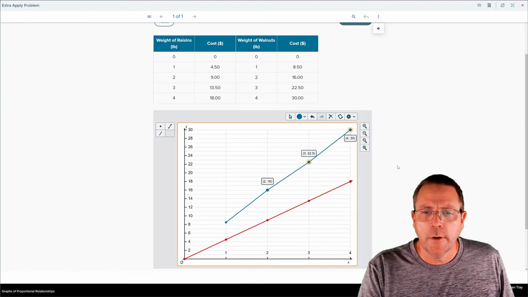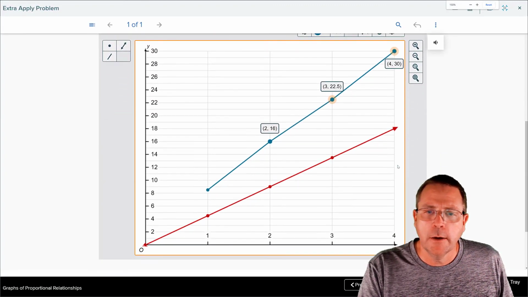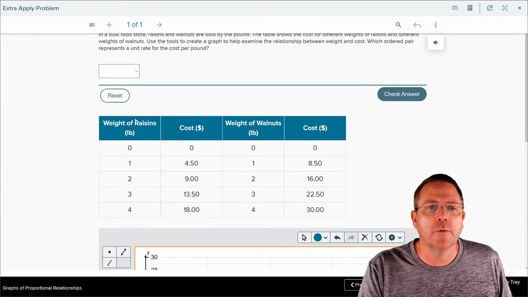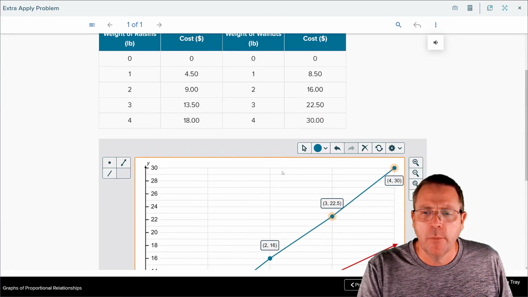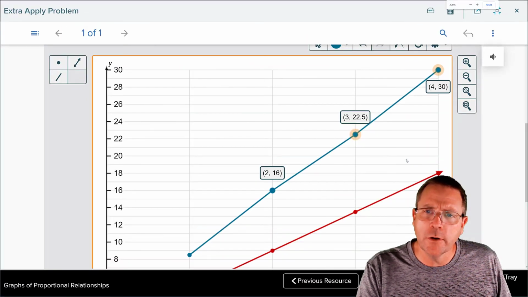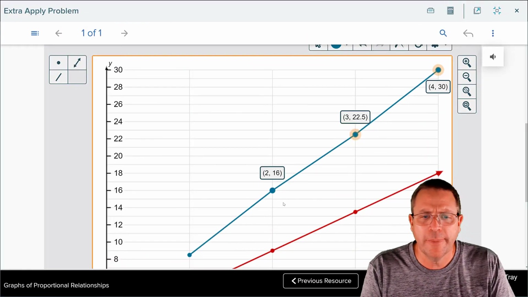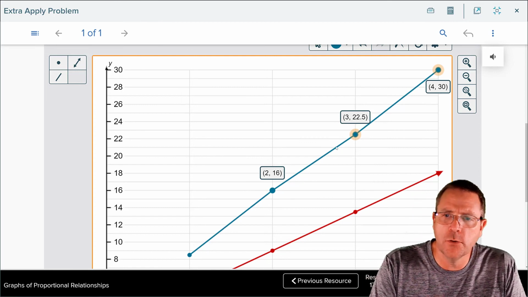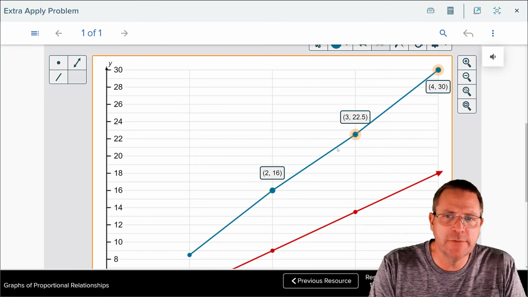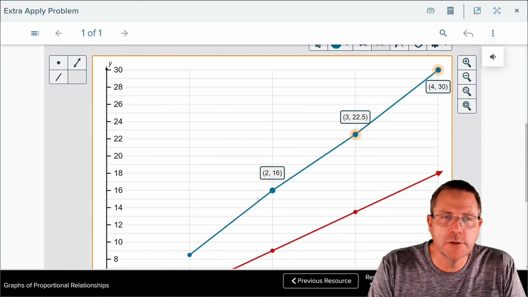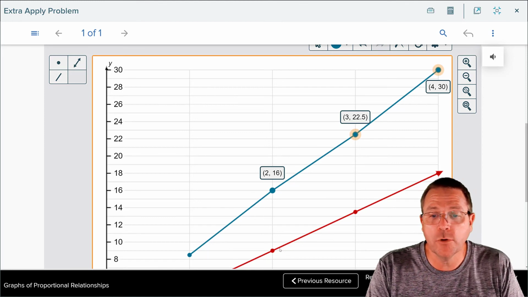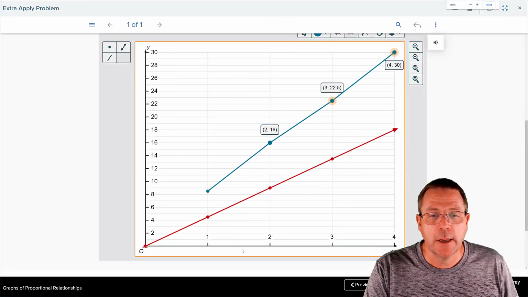So when I created my graph, I ended up with one that was clearly a straight line. My red one, that was the numbers for the raisins. But my walnuts, while my walnuts were close, take a look. They're not actually a straight line. You got a little crookedness going on here. And because of that crookedness, the walnuts are not going to be proportional.